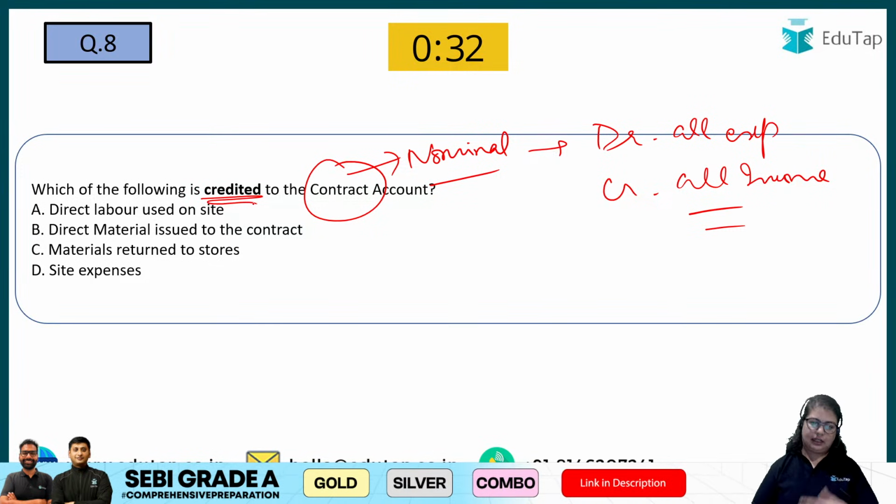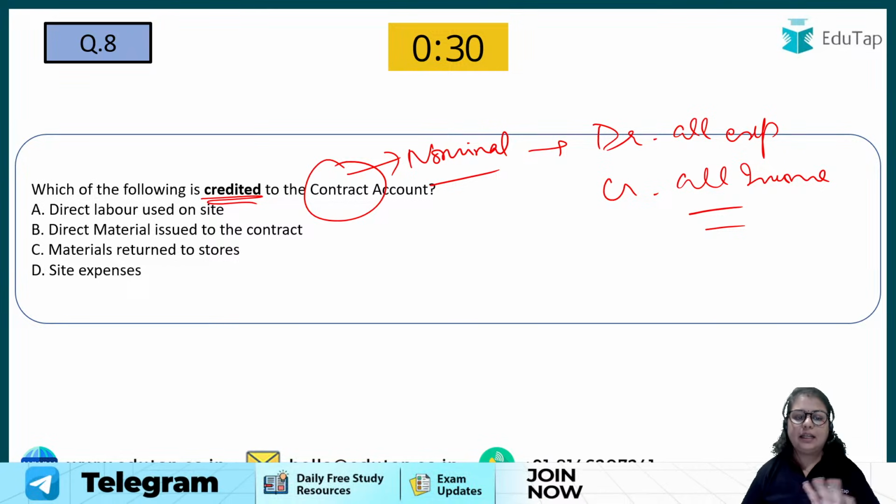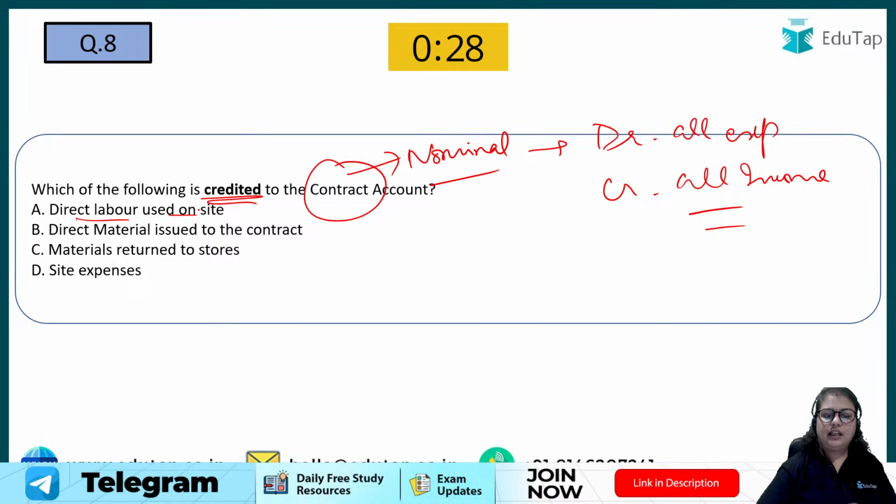So, let us see what can we credit here. Direct labor that is used on the site. Is it an expense? Direct labor used on the site is an expense or not?